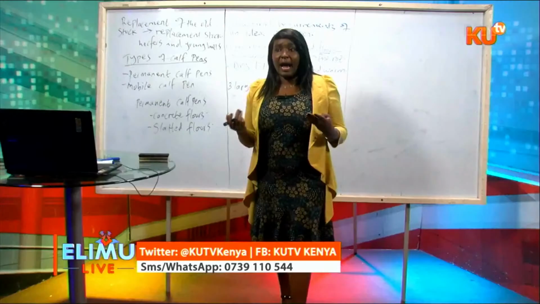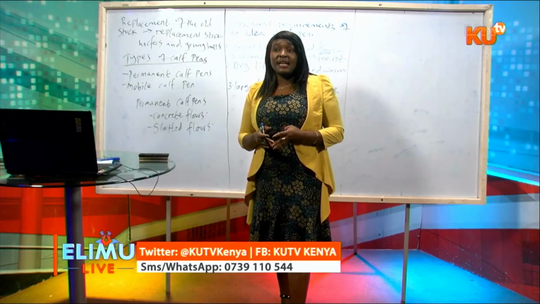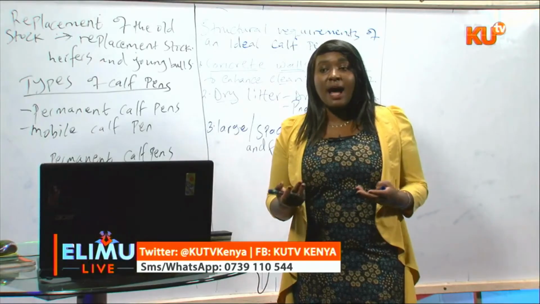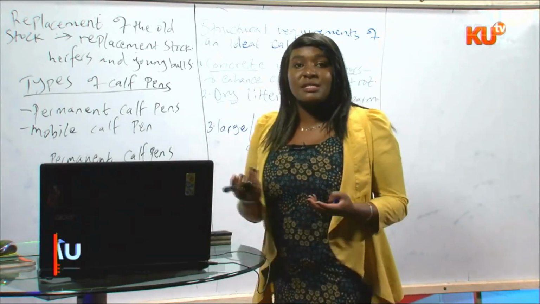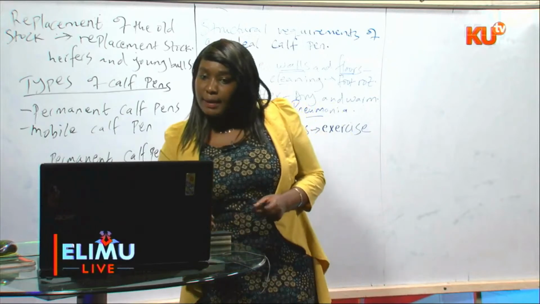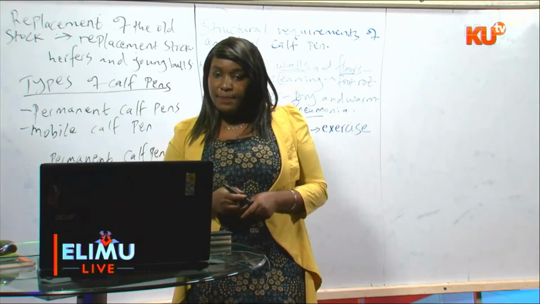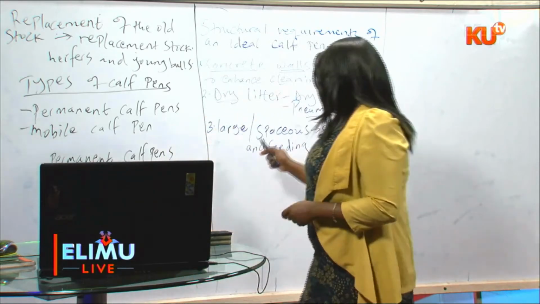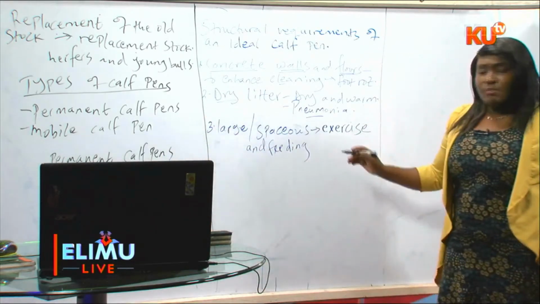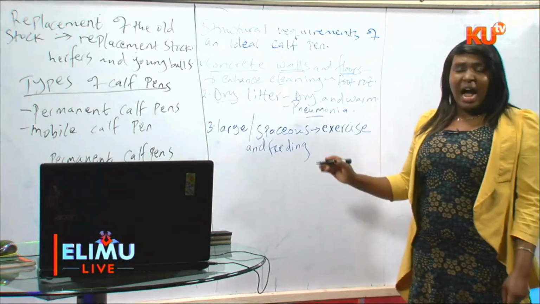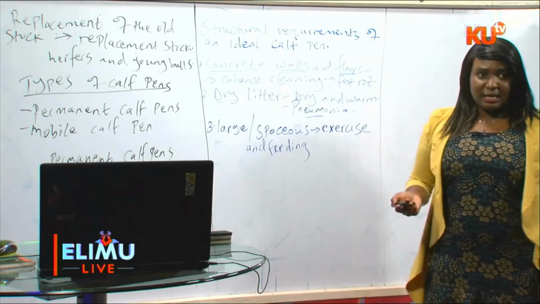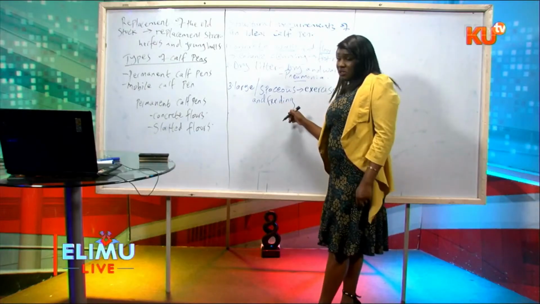And of course, an animal that is getting enough exercise will grow healthier and faster, and it will reach service time early, and at the right time. Also, we require enough space so that we can accommodate the feeding and the watering equipment. That is the feed troughs and the water troughs.